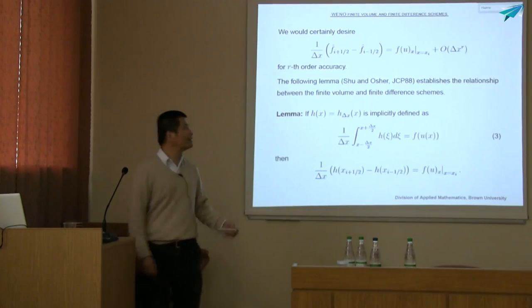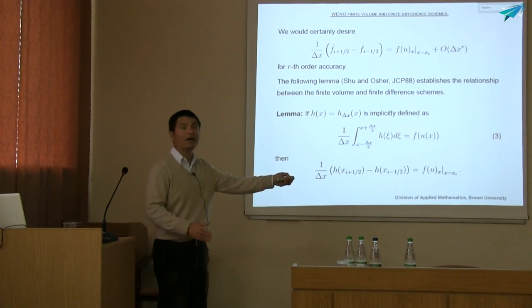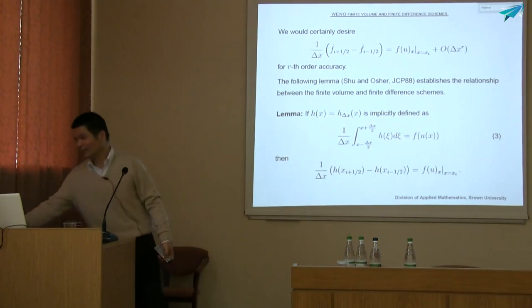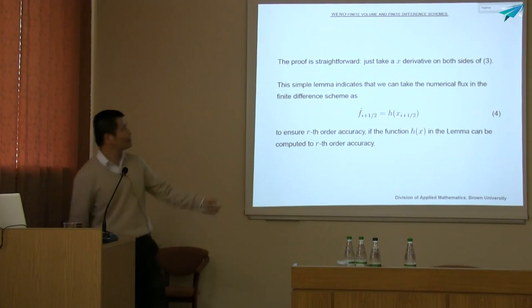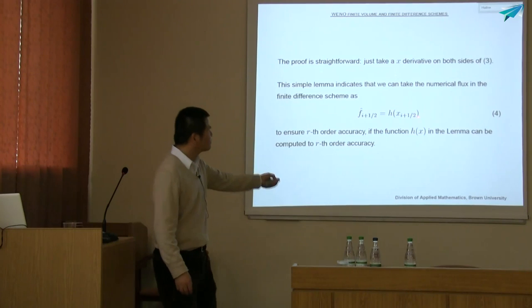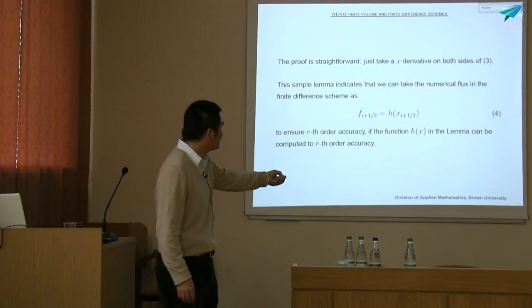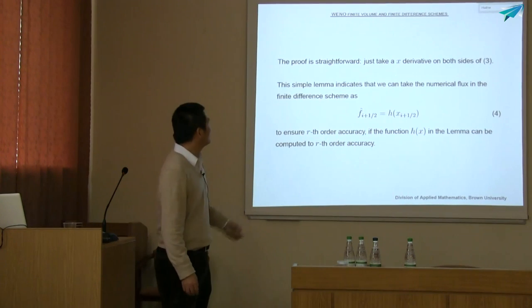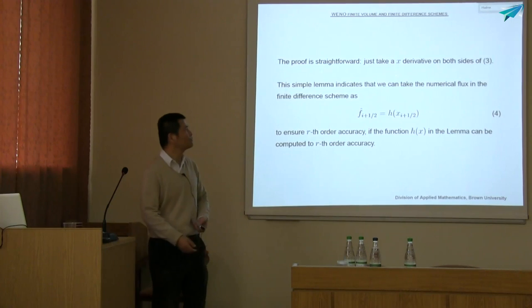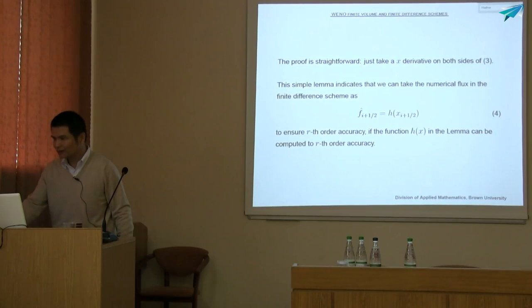So how do I find the h? I don't know anything about the h other than this equality 3. So I have to start from here. But I will show you that it is possible. This is what I basically said, right? You just need to find f hat at i plus half equal to h. Or to ensure r-th order accuracy, you have to compute this approximation also to r plus 1's order of accuracy.